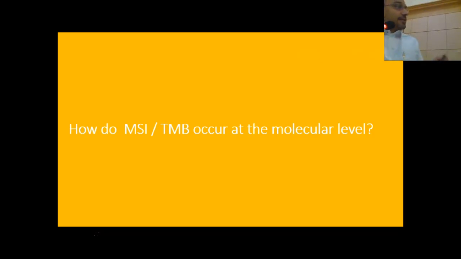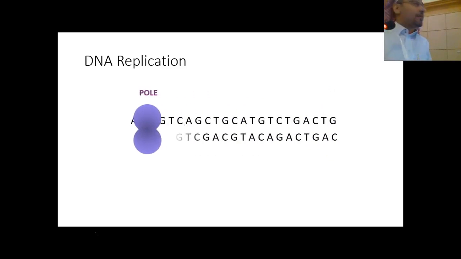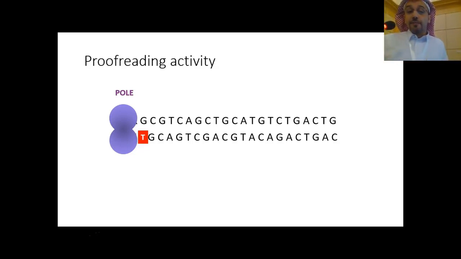So that is at the cell level. What about the molecular level? When cells divide, they need to replicate the DNA. One of the enzymes, the polymerase called poly-epsilon, is going to replicate all of this. It is so fast, it can copy 1,000 nucleotides per minute. But at the same time, it's not perfect. Sometimes it will introduce some errors. But it has a proofreading activity: when it incorporates the wrong nucleotide, it will correct it to the right one.